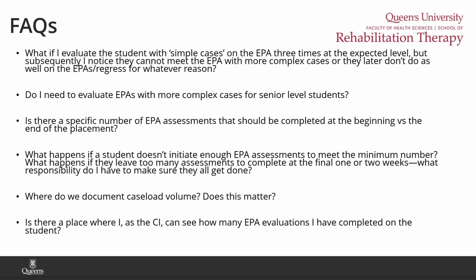Similarly, a question came up about whether you need to evaluate EPAs with more complex cases for senior level students. And the answer is what we would hope you would do, and what the students would be doing, is taking your caseload and having a representative mix of that caseload in the EPA evaluations. So included in the 30 plus EPA evaluations, some of those will be more complex and some of them will be more straightforward cases. There is no requirement specifically to have a certain number of quote unquote complex cases at the moment. But really what we just want is a good representation of your specific caseload.